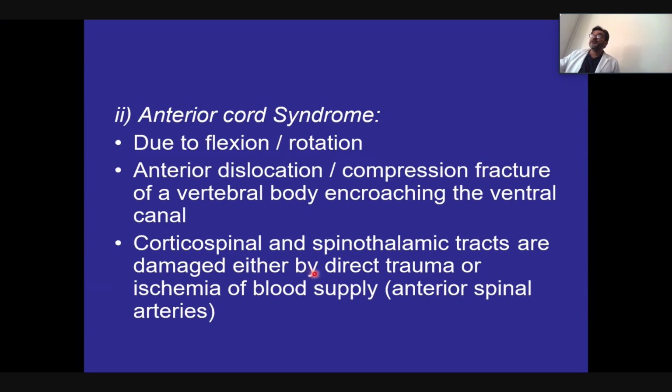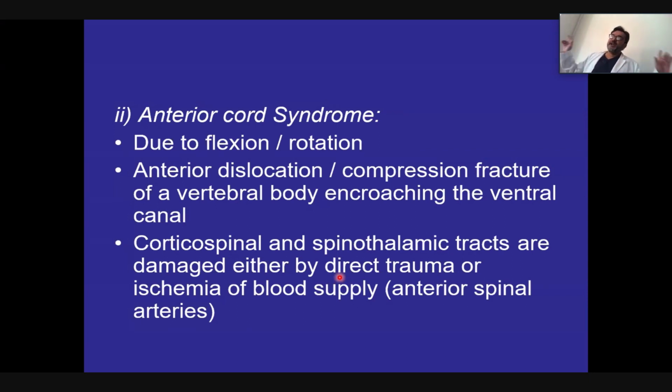So if both corticospinal and both spinothalamic tracts are damaged, below the level of the lesion you have bilateral loss of pain and temperature, and you would have bilateral upper motor neuron type of paralysis below the level of the lesion. At the level of the lesion, you have flaccid paralysis bilaterally. So these are the three features. There is sparing of the dorsal column, so you don't have loss of two-point discrimination, vibration, or proprioception. Two-point discrimination, vibration, and proprioception would be preserved.